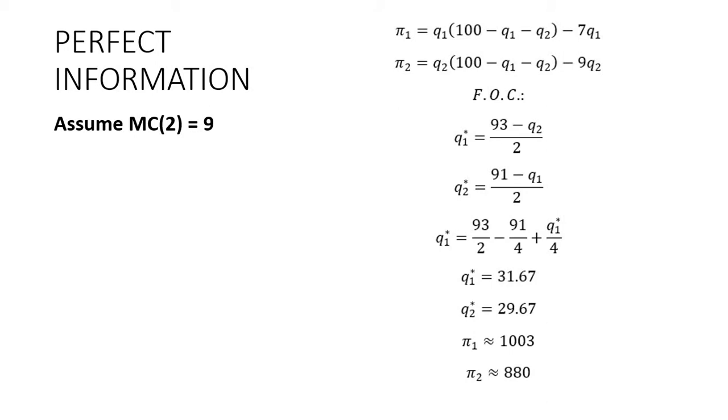Accordingly, pi2 will be equal to q2 times (100 minus q1 minus q2), which is again the market price or inverse demand function, minus 9 times q2. Then we have to apply the first order condition, which means that we calculate the partial derivative of pi1 with respect to q1 and equalize it to 0. We also calculate the partial derivative of pi2 with respect to q2 and equalize it to 0.